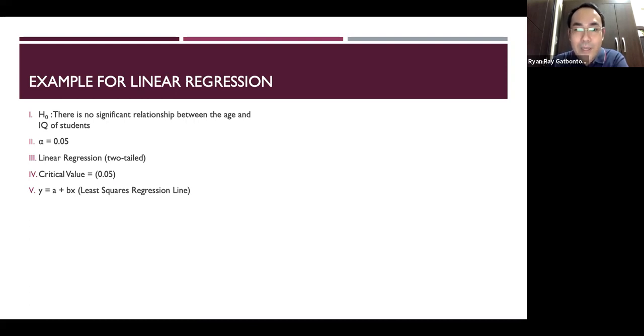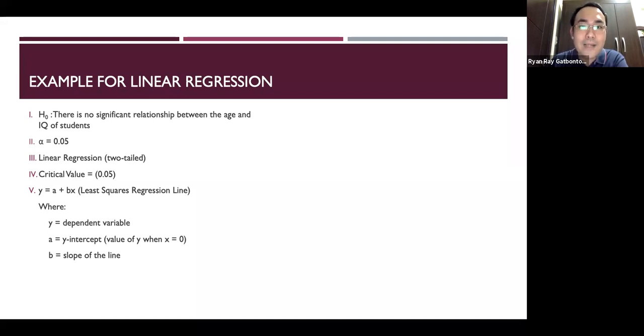When you compute the linear regression, we always identify the least squares regression line by the formula y equals a plus bx, where y is your dependent variable, a is the y-intercept or the value of y when x is equal to 0, and b is the slope of the line. There are a lot of ways to compute this. You can compute it manually using your data, or you can use Microsoft Excel to determine the least squares regression line.